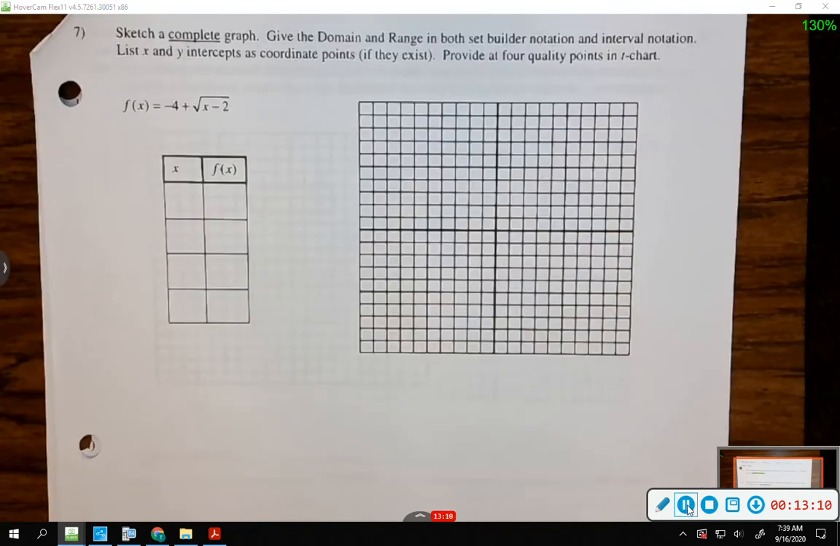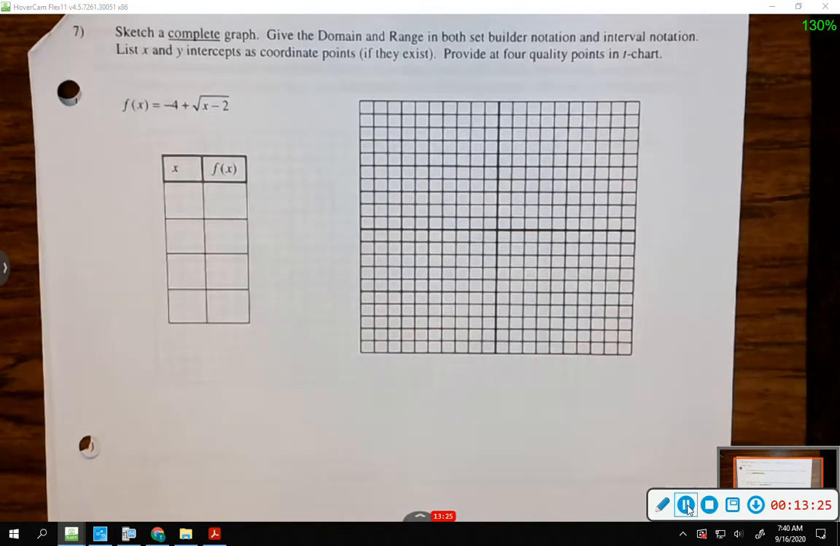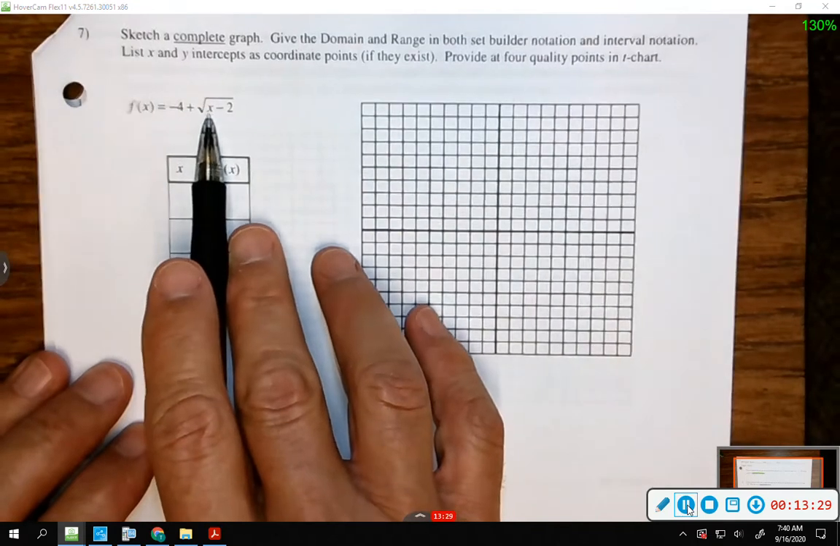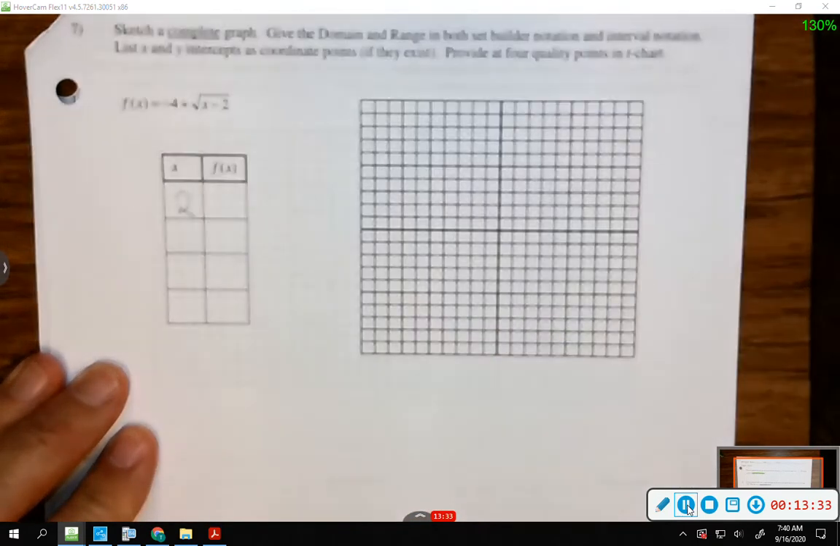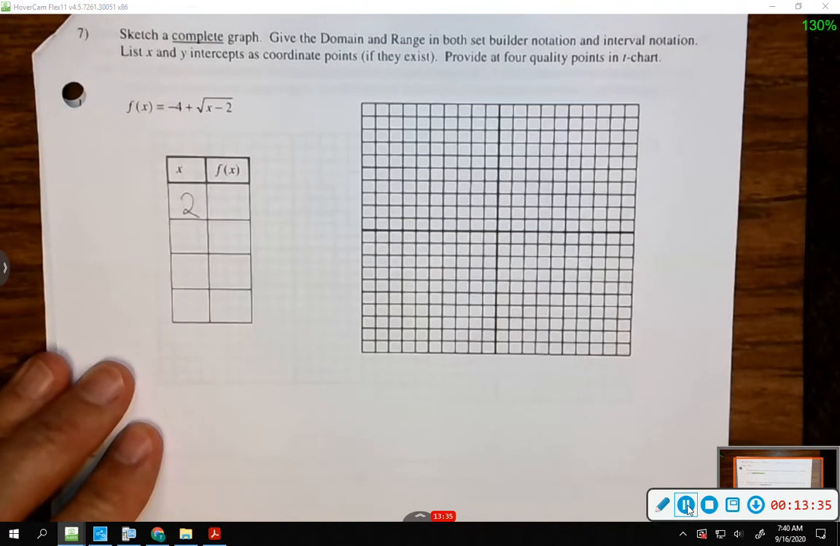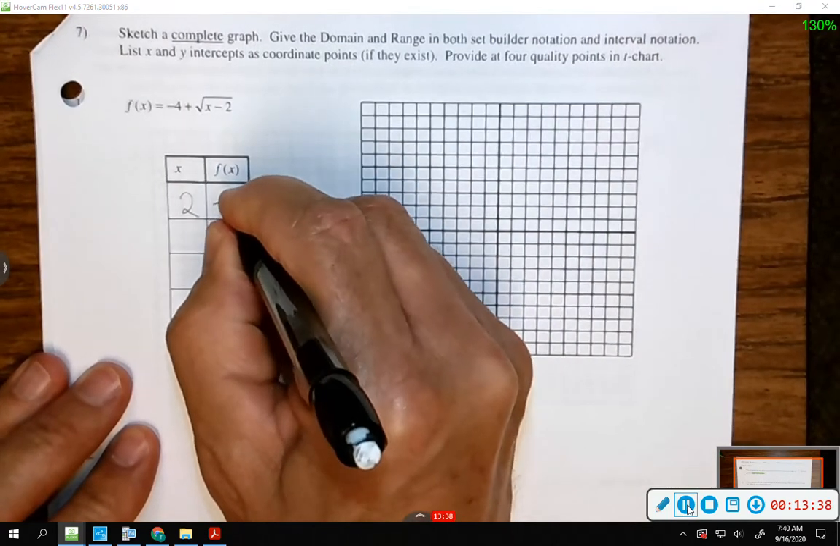Okay, moving on to problem number 7. We're going to do a complete graph again, give the domain and range in both set builder notation and interval notation, list x and y intercepts as coordinate points if they exist, and provide 4 quality points. You can point plot right away if you want to. Maybe that will help you discover this fact. If I plug 2 in, because that's the most interesting value of x, 2 minus 2 is 0. The square root of 0 is 0. 0 plus negative 4 is negative 4.